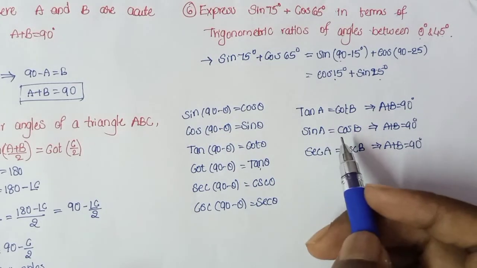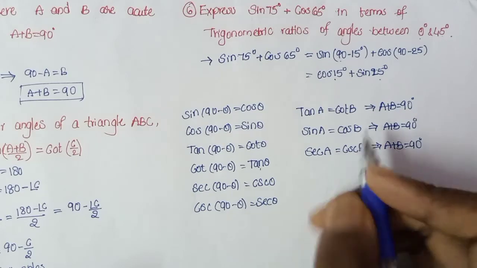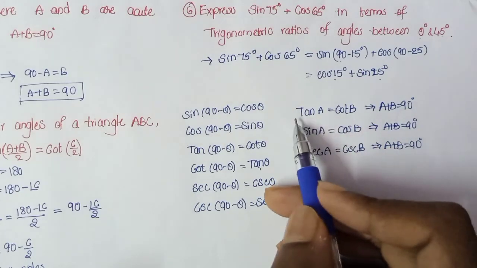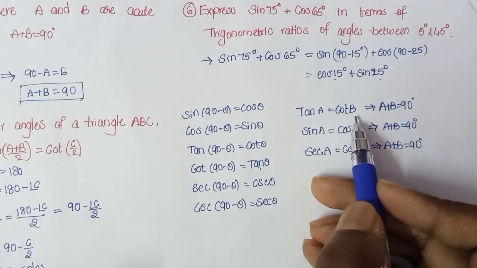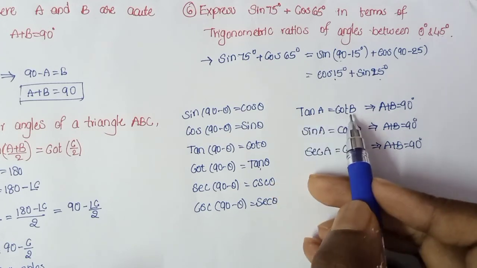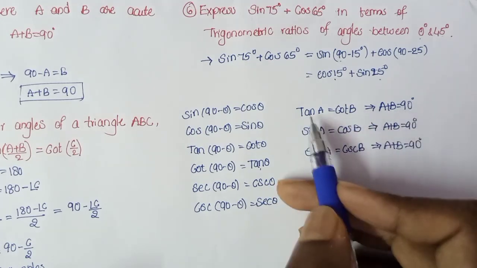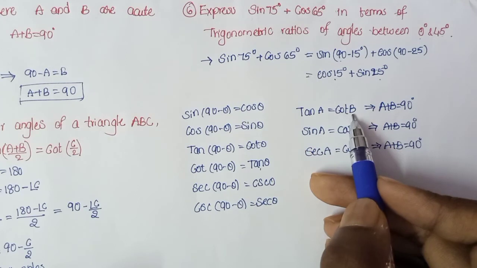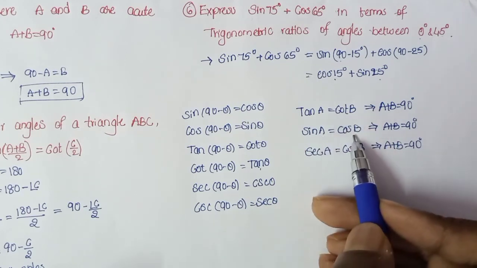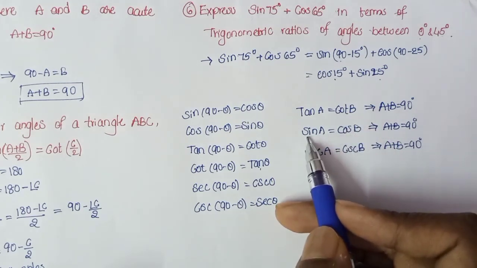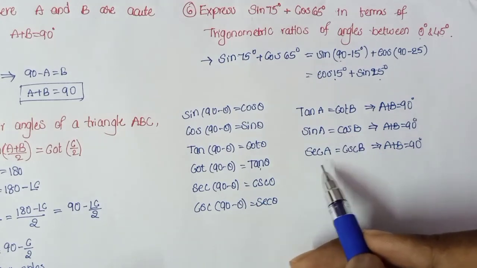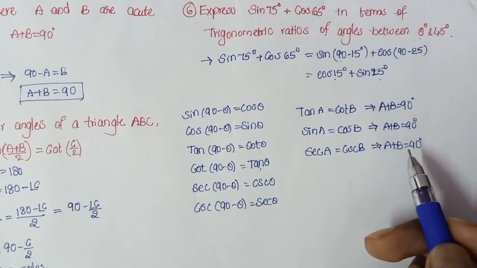From this relationship, let us go back to our summary table. Tan 45 and cot 45 are same, since 45 plus 45 is 90. Or tan 30 and cot 60 are same. Sin 45 and cos 45 are same. Sin 60 and cos 30 are same. So this is one more conclusion we can draw.